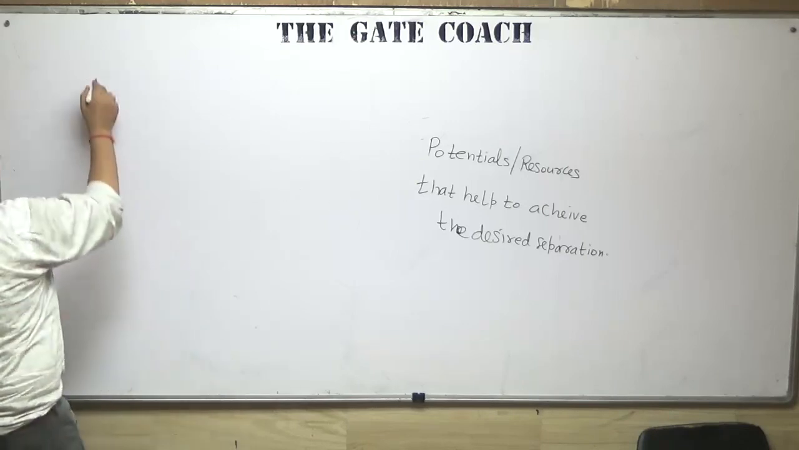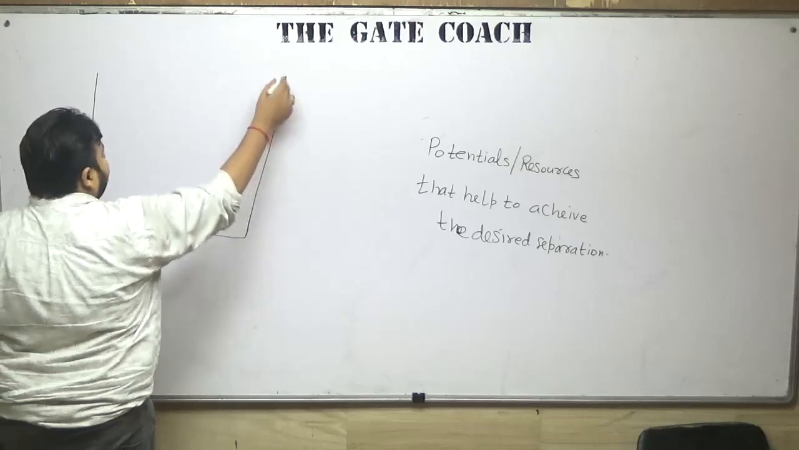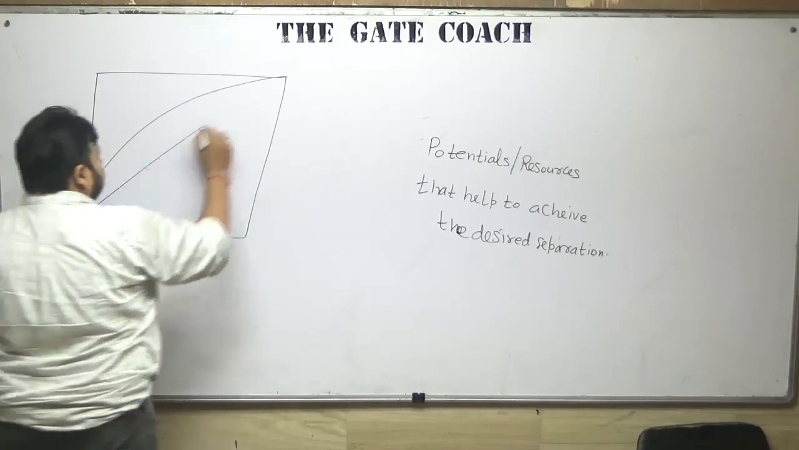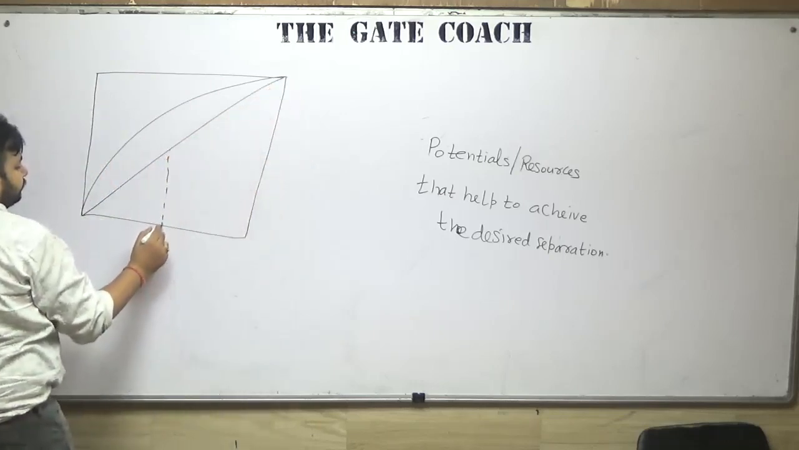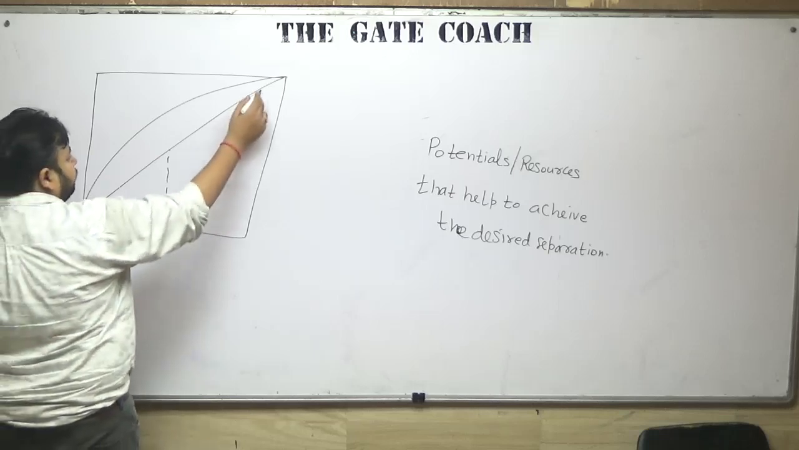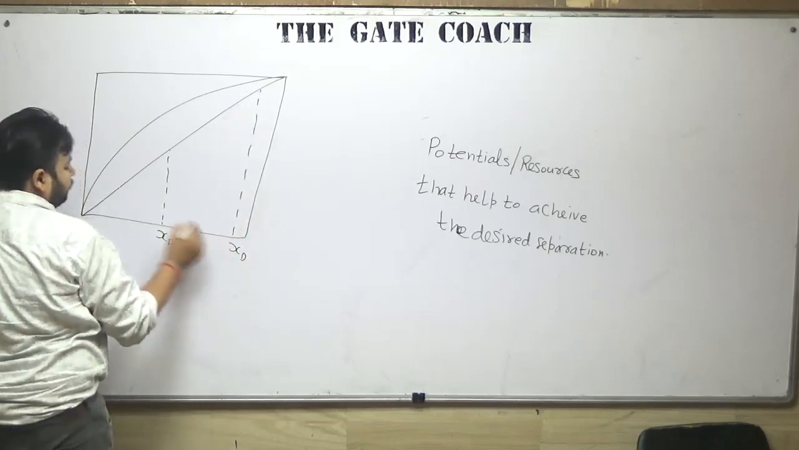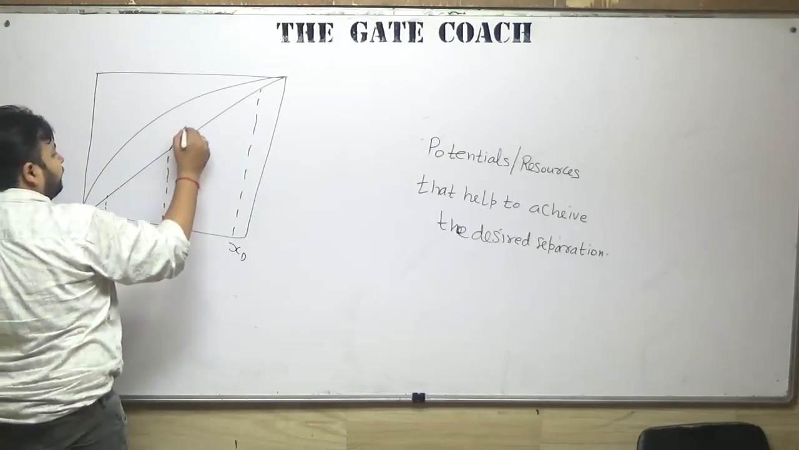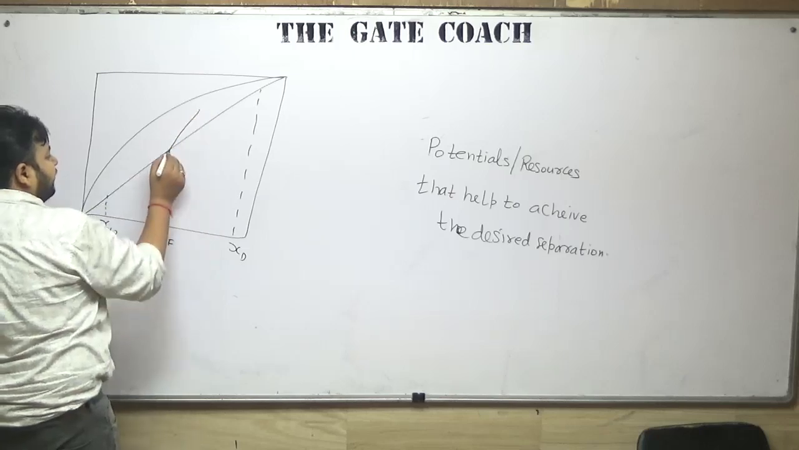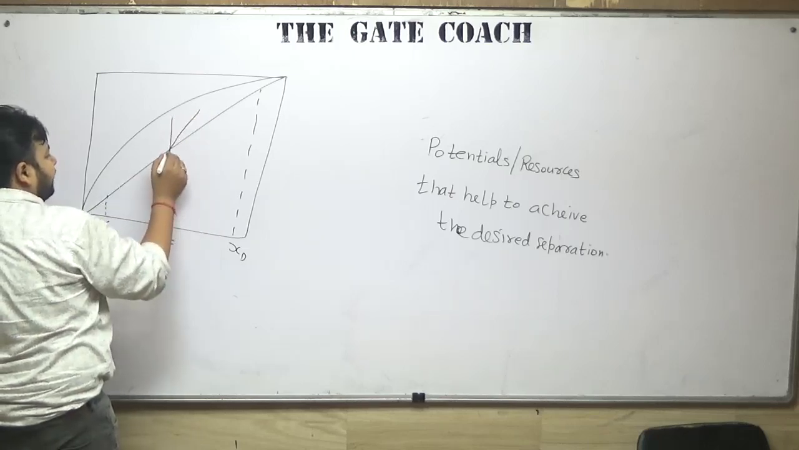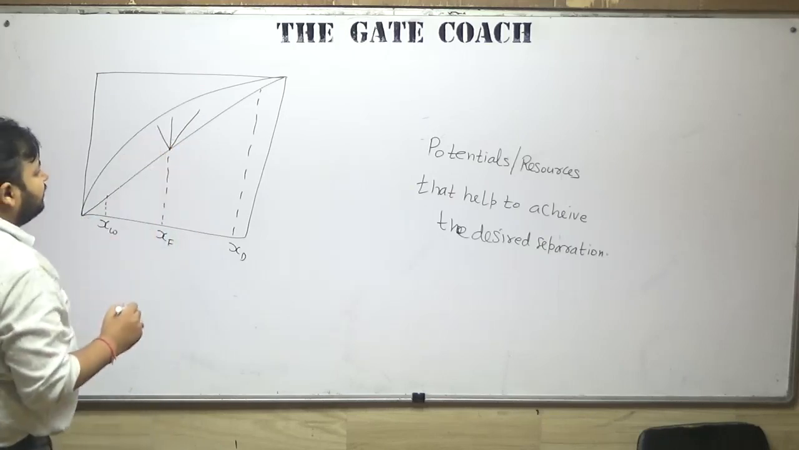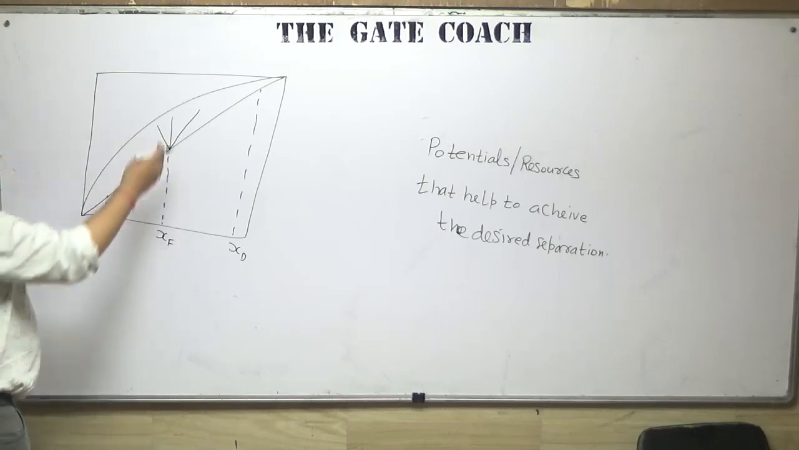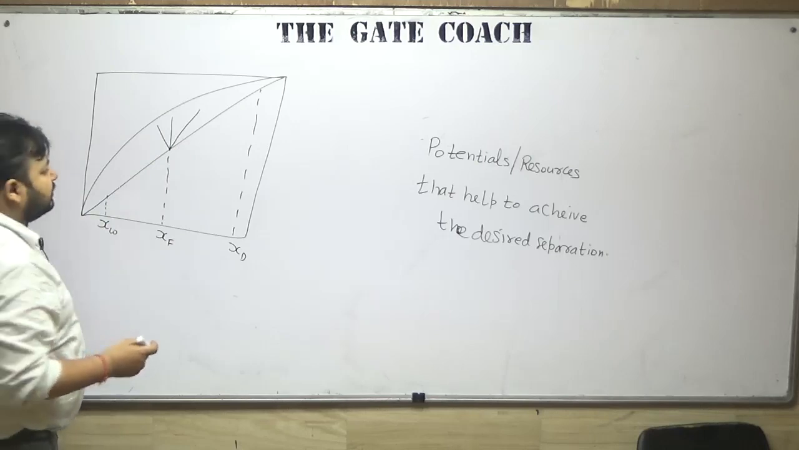So tomorrow we studied the feed line diagram. Okay, so for the cold liquid, this is the feed. For the saturated liquid, this is the feed. And for the partial liquid, this is the feed. So these are the three feed lines for different types of feed: cold liquid, saturated liquid, and partial liquid.